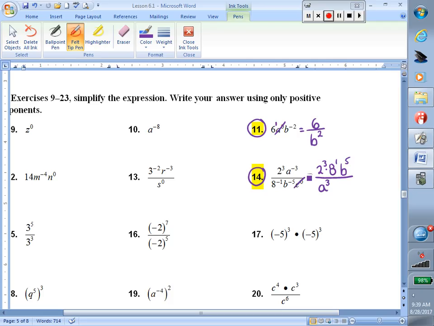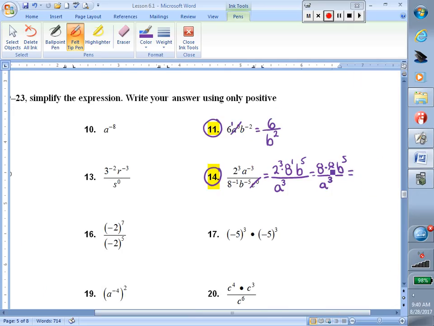I just like to cross those out. It just equals 1. 2 to the 3rd power is 8. 8 to the 1st power is 8. Eight times 8 is 64. The b to the fifth just stays, and a to the third just stays.